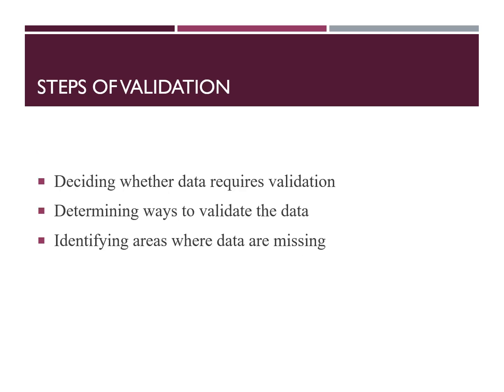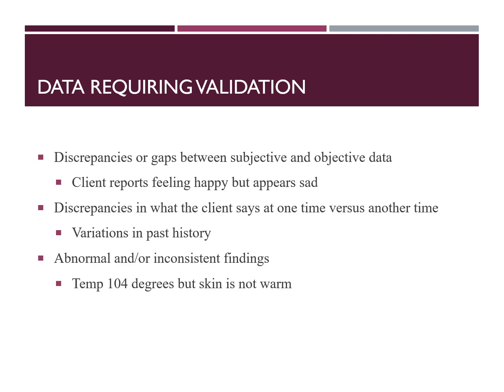So we decide if data needs to be validated, and how we are validating the data itself, and what areas we need to ask more questions about if the data is missing. Sometimes there's a discrepancy or a gap between what the patient says and some of the objective data that we find. For example, if the patient says, I'm feeling happy, but they appear very sad, or if there's a discrepancy in past history, maybe you have a medication that's on their record and the patient forgot that they used to take that medication.